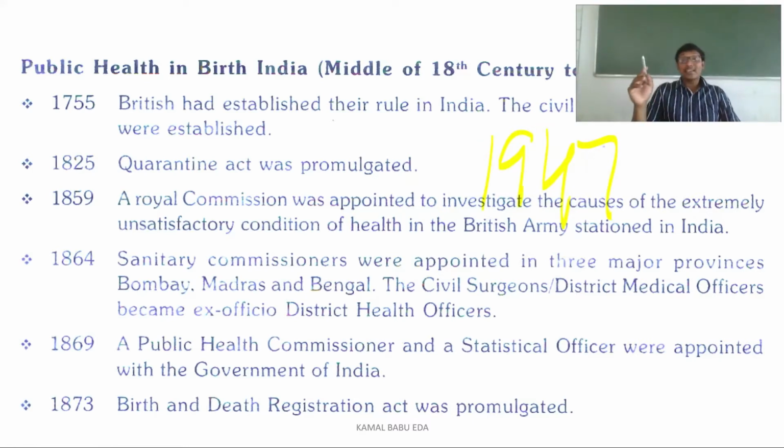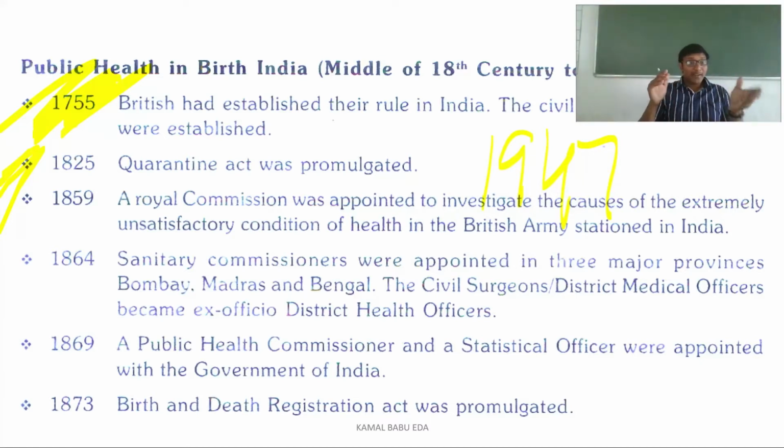They started to establish their military services as well as civil services in the year 1755, and they also established their rule in India in 1755. In the year 1825, the Quarantine Act was promulgated. And coming to 1859, a Royal Commission was appointed mainly to investigate the causes of the extremely unsatisfactory condition of health in the British army stationed in India.